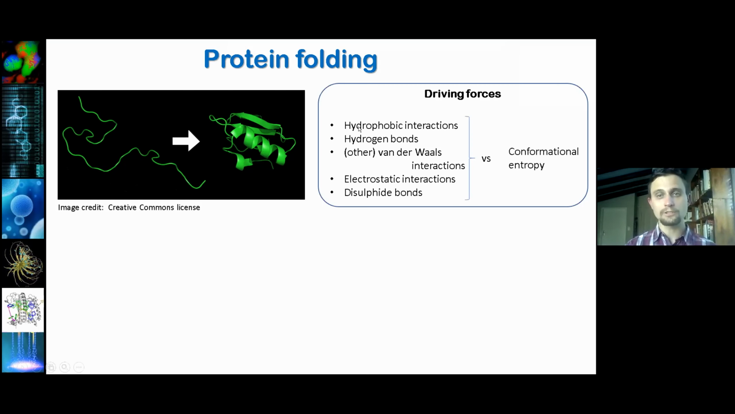Most important, in order of importance, more or less, are the hydrophobic interactions, hydrogen bonds, and other van der Waals interactions, because the first two are actually also a type of van der Waals interaction. Electrostatic interaction, and then there can also be disulfide bridges if there are specific amino acids in the proteins that will give rise to that. And all of these are opposed by the conformational entropy, which is a force that would prevent the protein from folding up into a three-dimensional structure. The system has to get a balance between all these forces, such that the entropy is the lowest, so it's in the most ordered configuration.